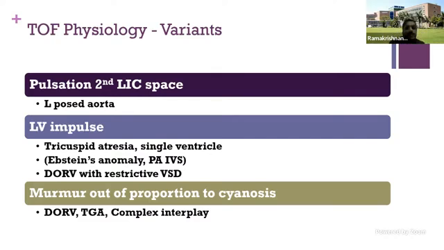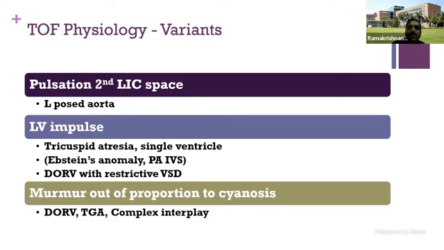An LV impulse is very uncommon, very rare in a patient who is cyanosed. But if you find an LV type of apical impulse, you should think of tricuspid atresia or a single ventricle type physiology, or two relatively common conditions which are not tetralogy-like physiology, which I put in brackets. We are talking about tetralogy-like physiology, but if you find an LV impulse, always think of Ebstein's anomaly and, in a younger child, pulmonary atresia with intact ventricular septum.